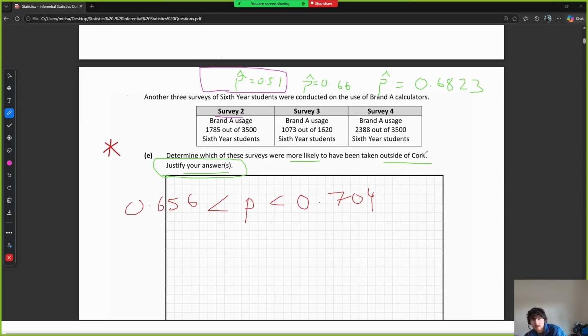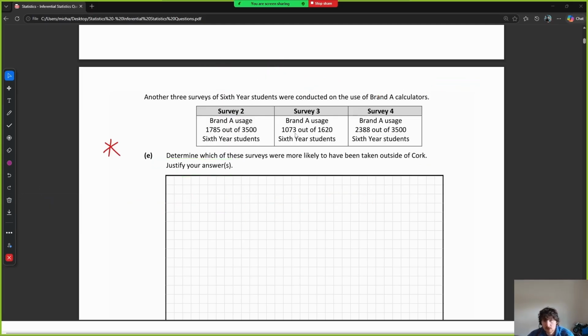So maybe you go outside Cork and the proportion changes value, you know. And that's kind of what that looks like there. Okay, so hopefully that makes sense to people. And the justification is just this value was outside our interval before. Okay, so little small question for a few marks. All right, I'll pause this, get us our next question.